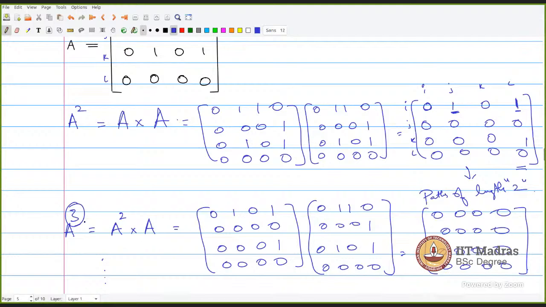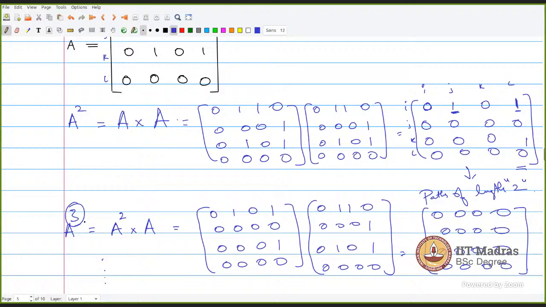Correct. So in a given graph, if you have n vertices, the maximum path length can be n minus 1 only. You cannot have a path of length n or n plus 1. If you are saying a path of n plus 1, that is not a path. That will become a walk. So the maximum path in an n vertex graph is n minus 1.